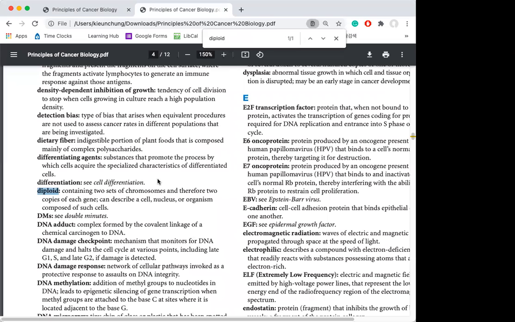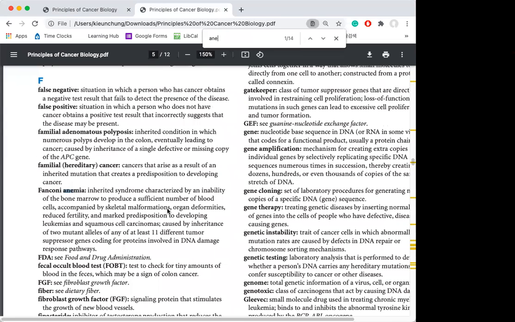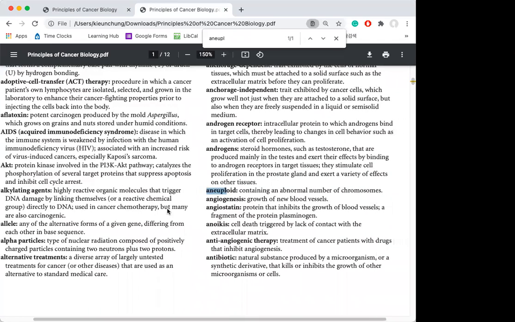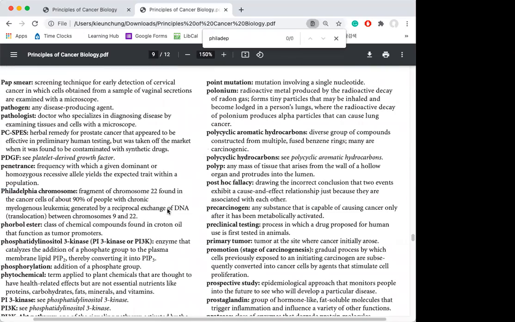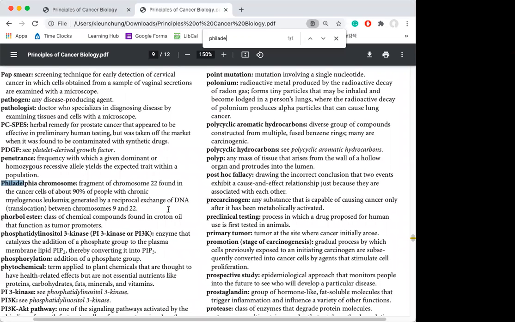Diploid, containing two sets of chromosomes and therefore two copies of each gene, can describe a cell, nucleus, or organism composed of such cells. Aneuploid, containing an abnormal number of chromosomes. Philadelphia chromosome. Fragment of chromosome 22 found in the cancer cells of about 90% of people with chronic myelogenous leukemia, generated by a reciprocal exchange of DNA between chromosomes 9 and 22.